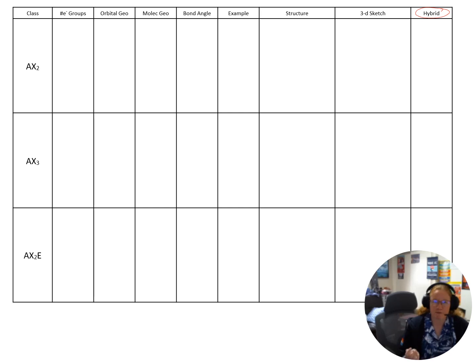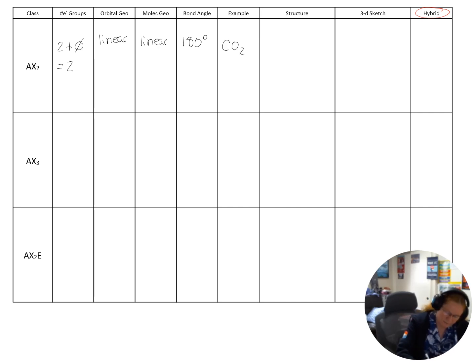All right, so for my first one, number of electron groups, I have 2 bonding and 0 lone pairs. So I have a total of 2 electron groups. So my orbital geometry here is linear. Everything bonding, so my molecular geometry is also linear. My bond angle is 180 degrees. All right, common example of this, carbon dioxide. Okay, and our 3D sketch in 3 dimensions, it's just a straight line.